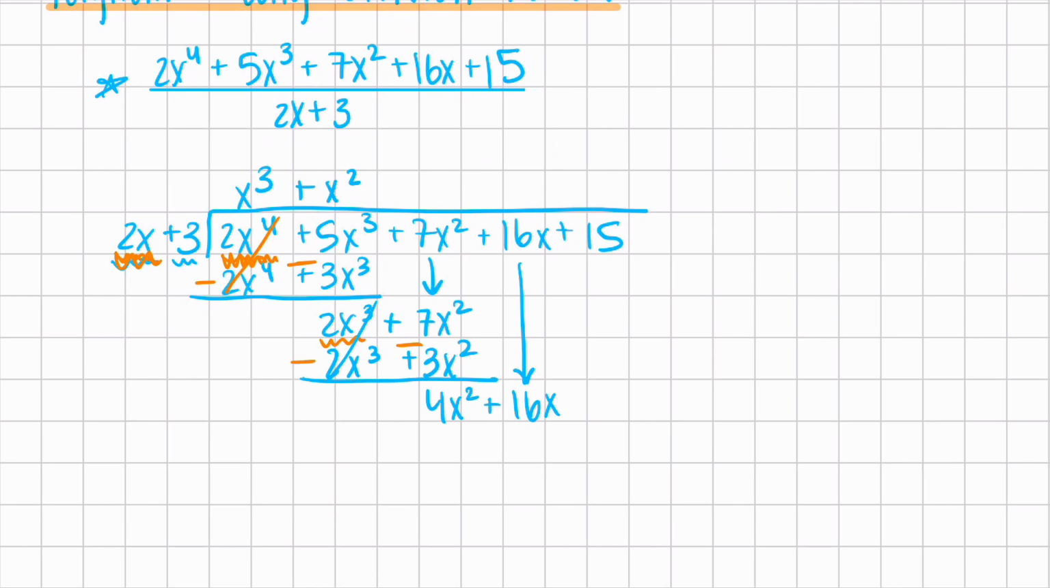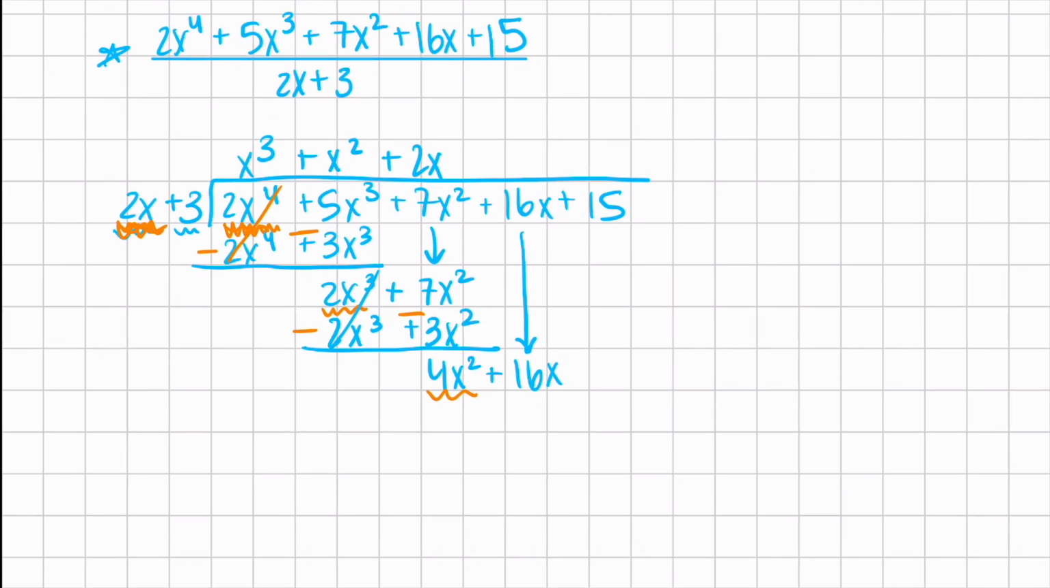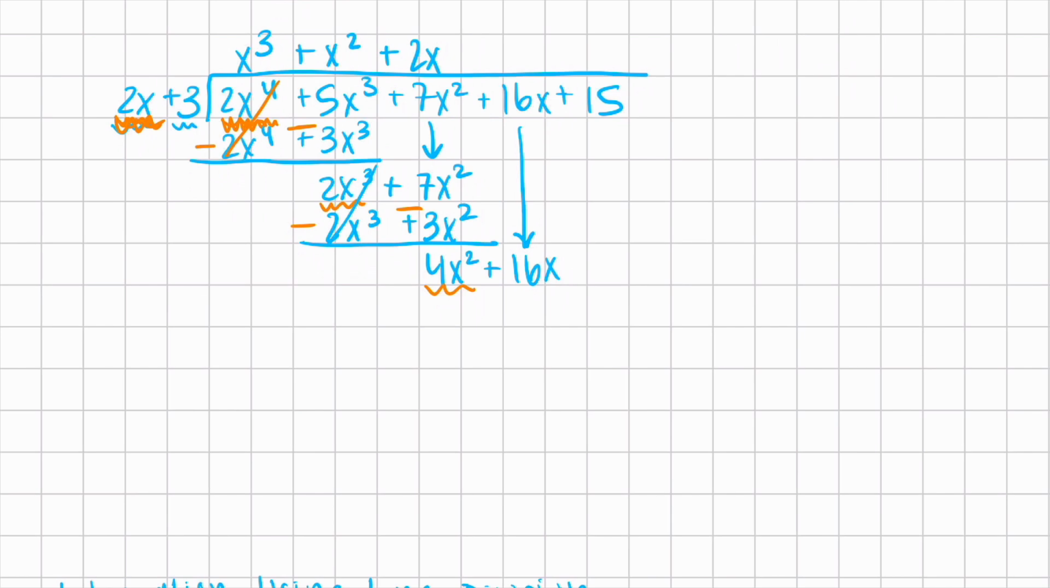Then I'm going to say 2x times what gives me 4x squared. That's going to be 2x, so I'm going to put plus 2x at the top. I want to distribute the 2x to the 2x plus 3. That's going to be 4x squared plus 6x. I want to subtract, so I'm going to distribute a negative. 4x squared minus 4x squared is 0. 16x minus 6x is 10x.